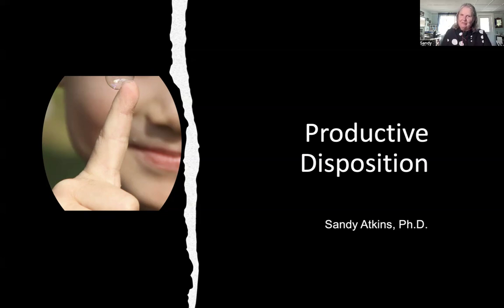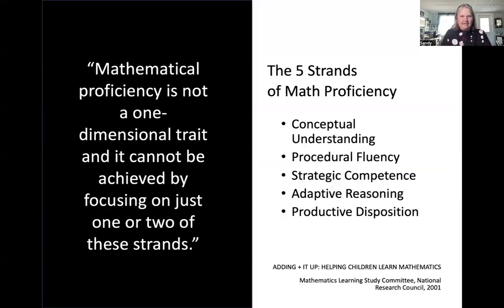In this one, we're going to look at productive disposition. Now, the 5 strands, as you'll see if you look at that other video, are intertwined and interrelated. For your child to be considered mathematically proficient, it's not just focusing on one strand and being great at that, it's being good at all 5 strands. So we want to make sure that we help your child become proficient in all 5.